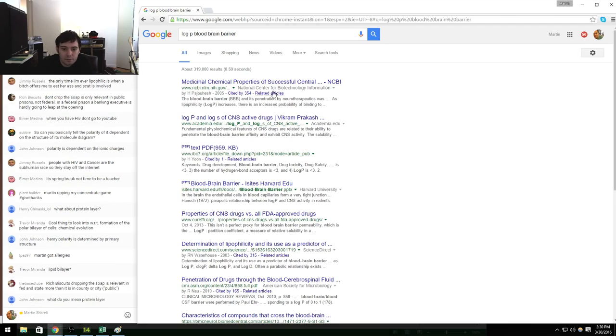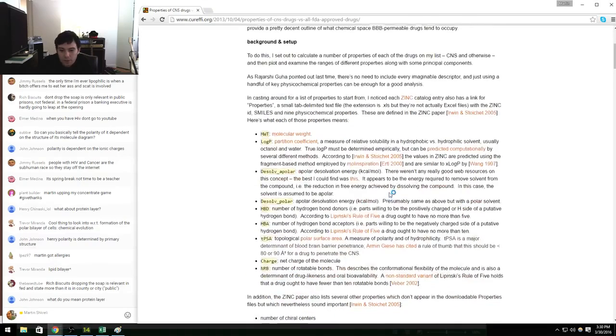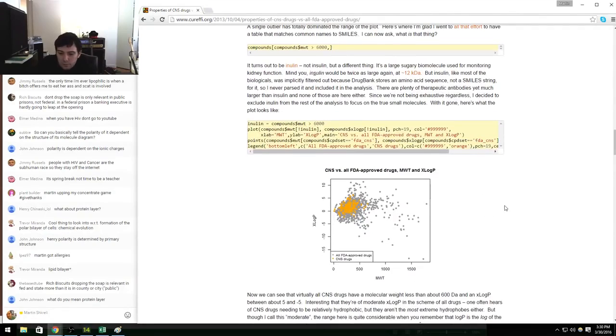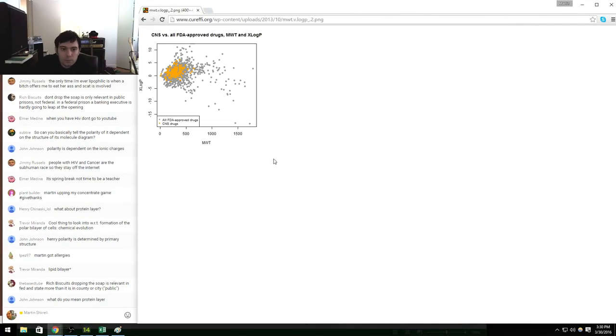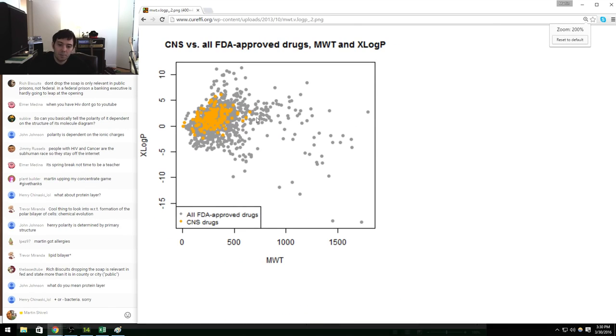Let's take a look. Maybe this will tell us. So you want the log P to be in the 0 to 2 range, or closer to 2 is what they say. 2 or above. So you need it lipophilic. If it's hydrophilic, it won't get into the brain. So look at how concentrated the CNS drugs, or the brain drugs, are, because they're very lipophilic. You can't have a brain drug that's hydrophilic, generally speaking.